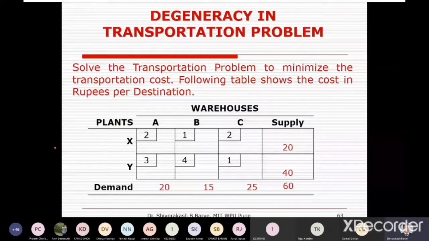Solve the transportation problem to minimize the transportation cost. The following table shows the cost in rupees per destination.